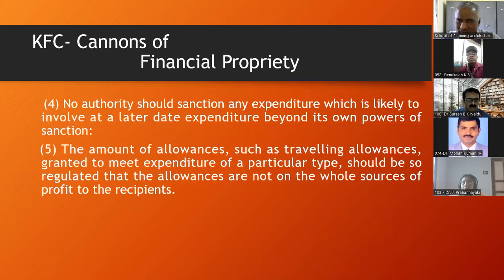Another canon is that no authority should sanction any expenditure which is unlikely to involve, at a later date, expenditure beyond its own powers of sanction. There's a delegation of power, delegation of authority. What is the limit of expenditure? It is mentioned in the case of government: the expenditure limit of a chief minister, cabinet, or cabinet minister, secretary of the department, or commissioner or college principal.